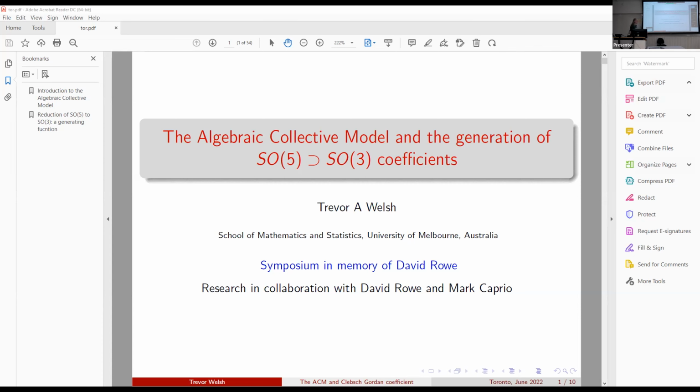Anyway, I came to this. I was introduced to David by my PhD supervisor, Ron King, who's indeed listening in at the moment. And Ron spotted a similarity between the types of calculations we were doing in invariant theory and aspects of the algebraic collective model. And I will touch on this later.